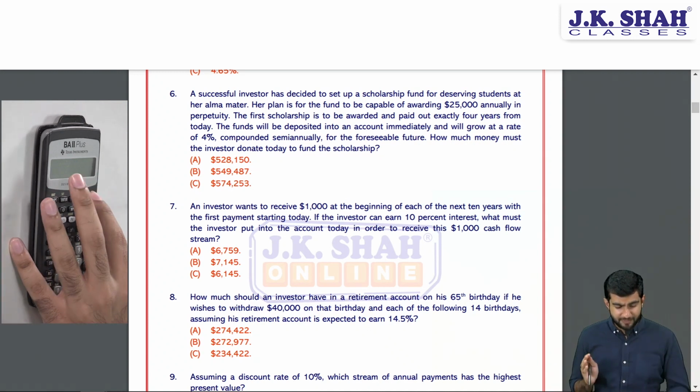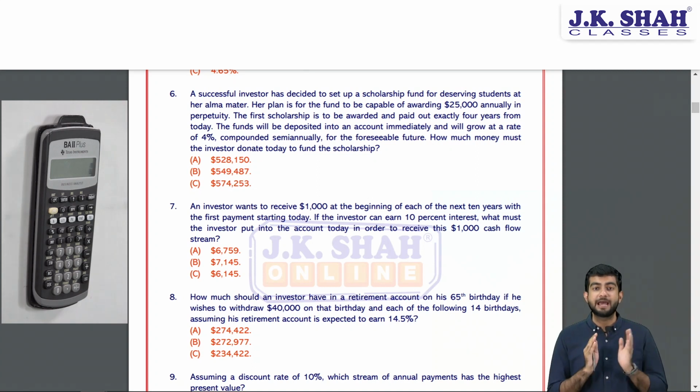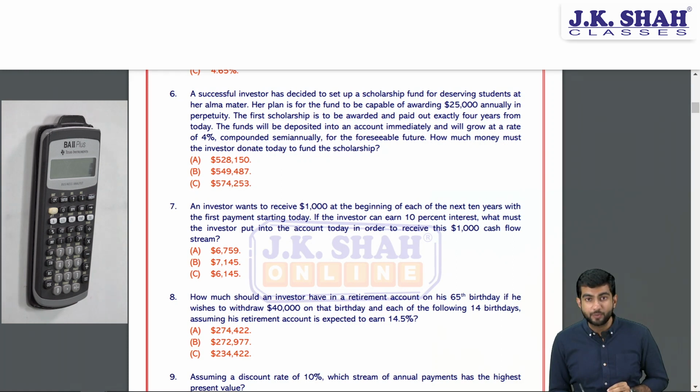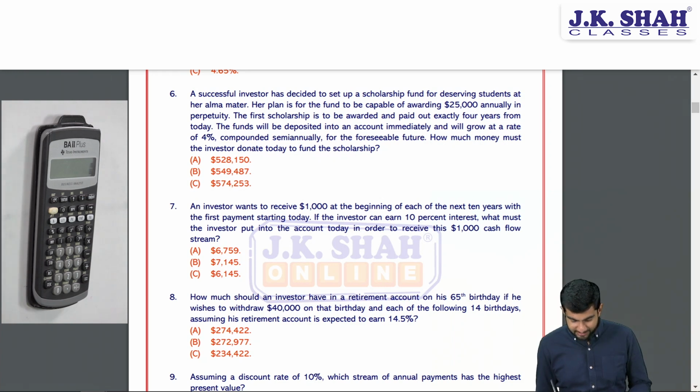So first of all, let us start off with time value of money. I will be solving the 7th question. An investor wants to receive $1,000 at the beginning of each of the next 10 years with the first payment starting today. If the investor can earn 10% interest, what must the investor put into the account today in order to receive this $1,000 cash flow stream?